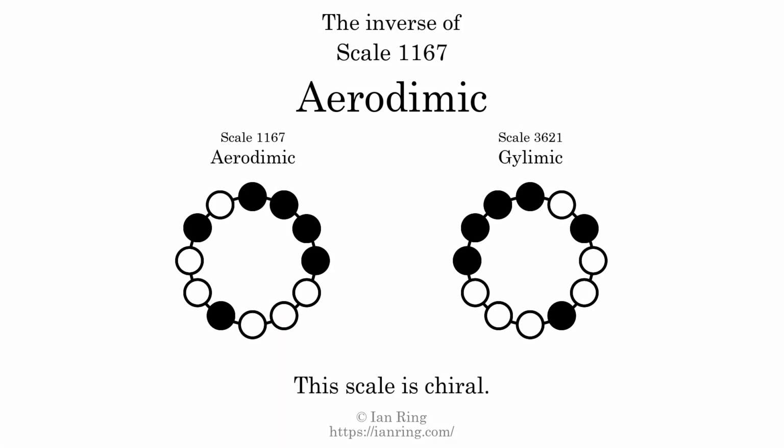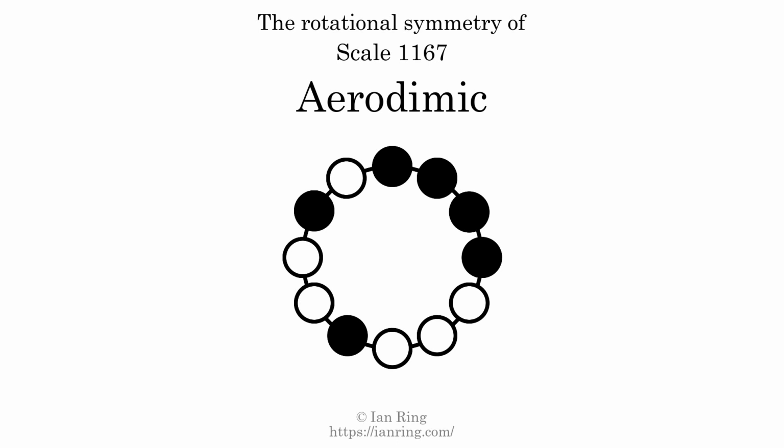The inverse of a scale is a mirror image. It is what you get when the sequence of intervals is reversed. The inverse of this scale is scale 3621, also known as Aerodimic. This scale is chiral. It cannot transform into its inverse by rotational transformation. This scale has no rotational symmetry.